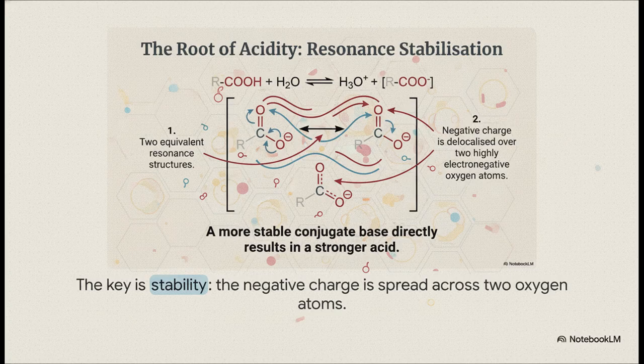So why are they so willing to give up that proton in the first place? Well, the secret is all about the stability of what's left behind. After that proton is gone, the negative charge isn't just stuck on one oxygen atom. Instead, it gets spread out, or delocalized, across both oxygen atoms through a process called resonance. It's like spreading a really heavy weight across 2 pillars instead of just one. The whole structure is way more stable. And this sharing of the negative burden is what makes the carboxylate ions so stable.